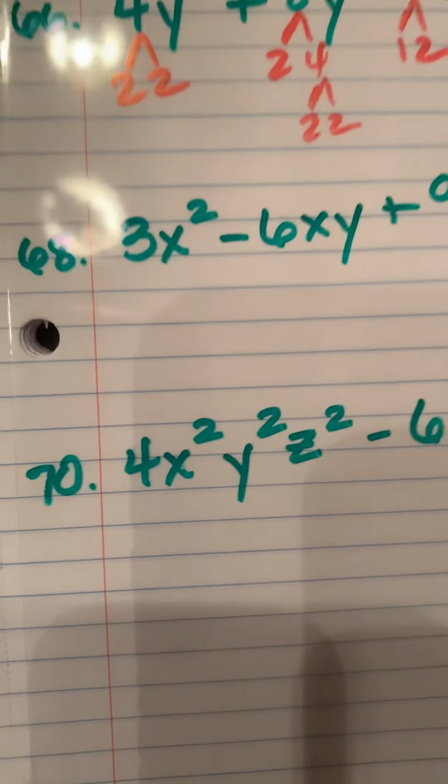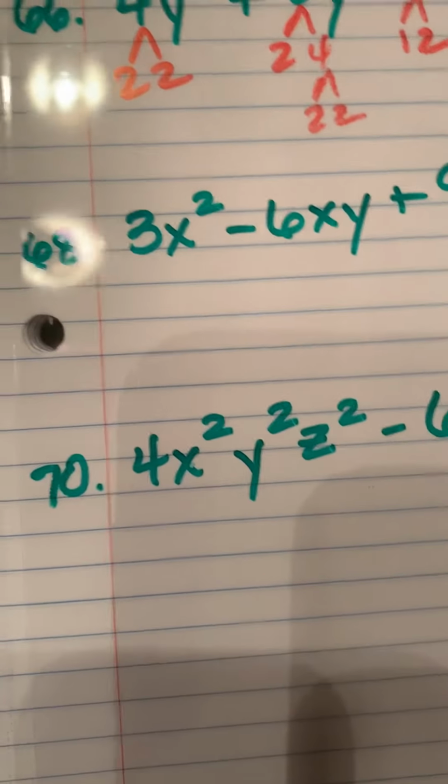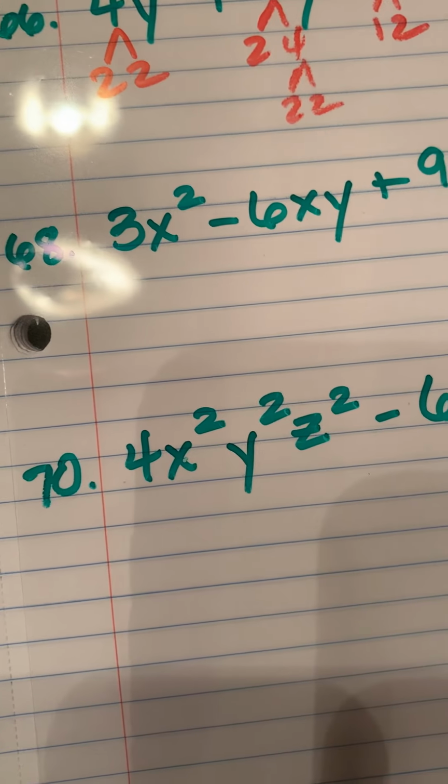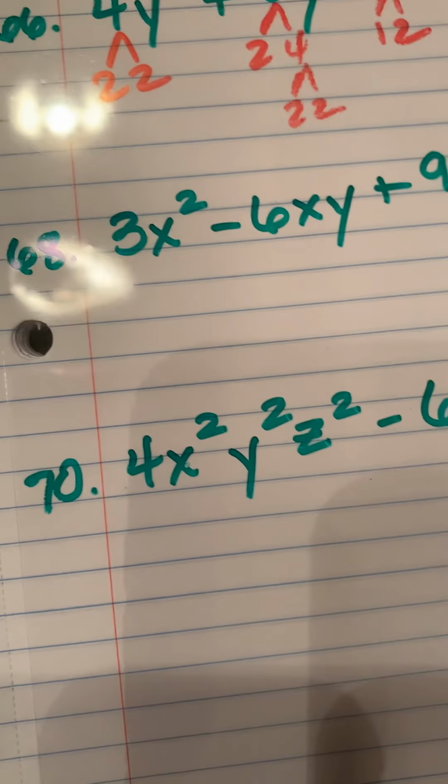Let me scoot that up, y'all, so it'll be an eye view. All right, the last 2. The same thing for 3x squared minus 6xy plus 9xy squared.